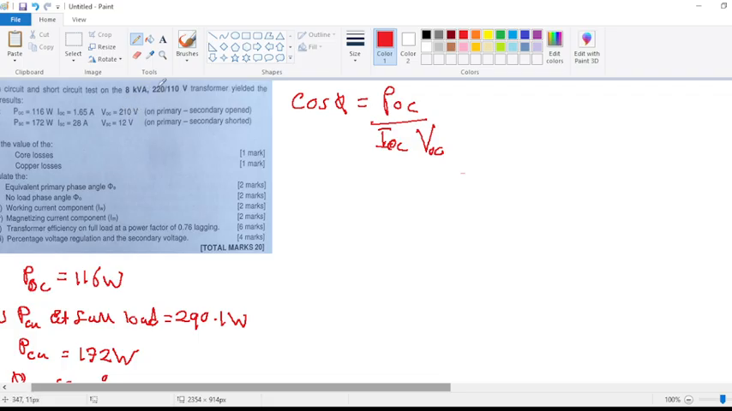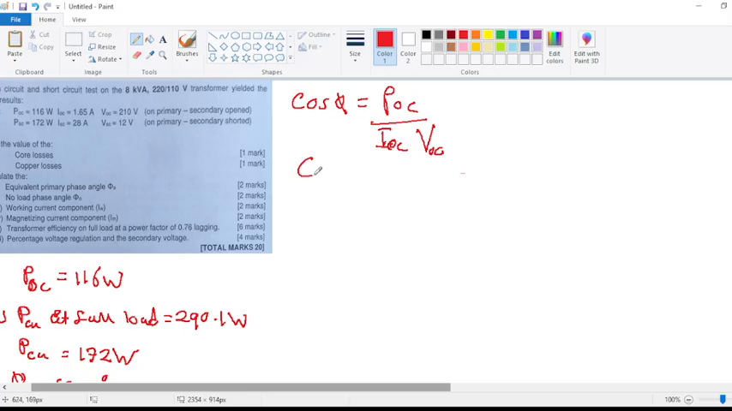It was supposed to be 220, not 210. So they just made a mistake here. So it was supposed to be 220. This is the voltage on the primary side of the transformer. But this one, after carrying out the test, this is the voltage that they had to come up with.